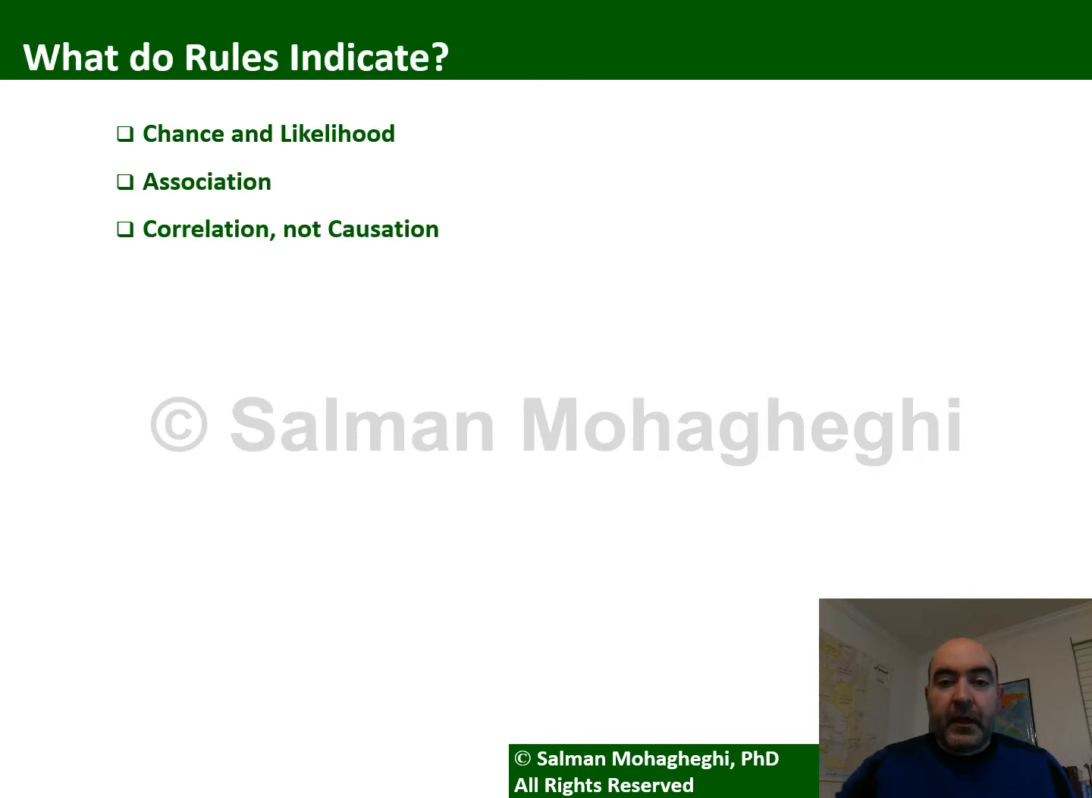Now, the one thing that you have to remember about these rules, these implications of the form X then Y, is that this just indicates chance, likelihood. There is no guarantee. If we have a rule of the form apples then bananas, there is absolutely no guarantee that the person who buys apples also will buy bananas. It's just a chance. There is a chance, 40%, 50%, 80%, that the person who buys apples will also buy bananas. Also, keep in mind that just like we talked about in correlation, this is a measure of association.